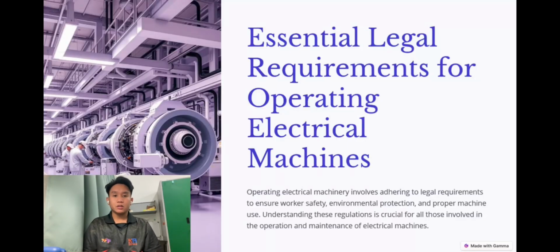Hi, my name is Anna Henry. My matrix number is B1124102303. Okay, I'm going to discuss and present the essential legal requirements for operating electrical machines.